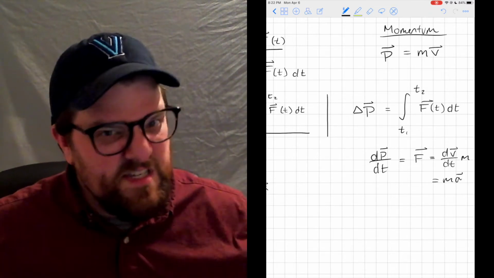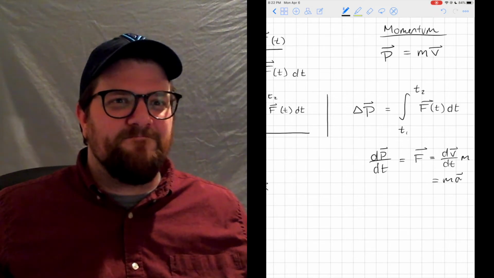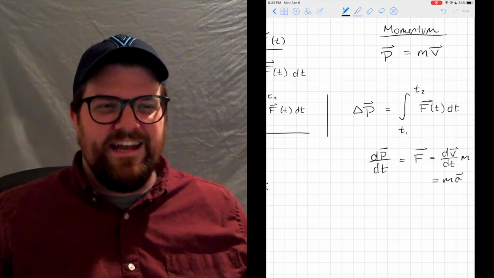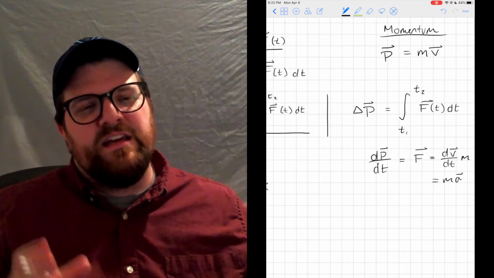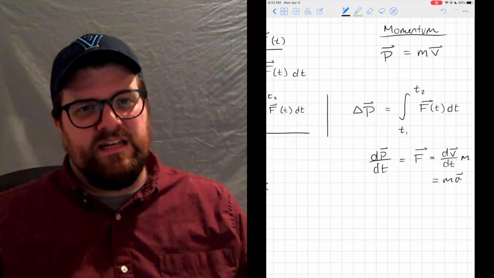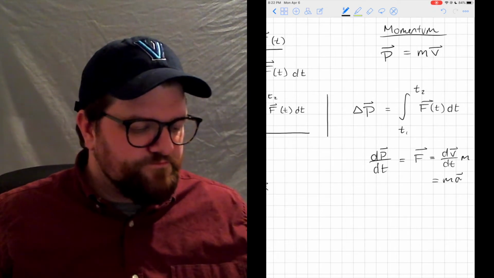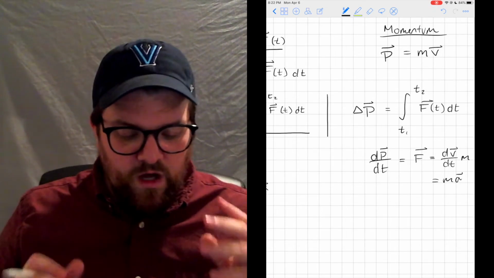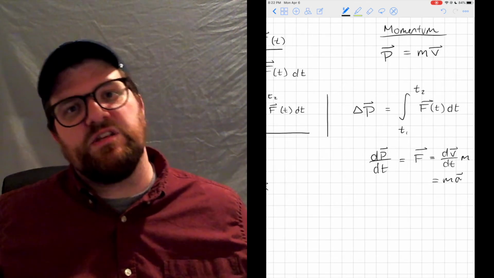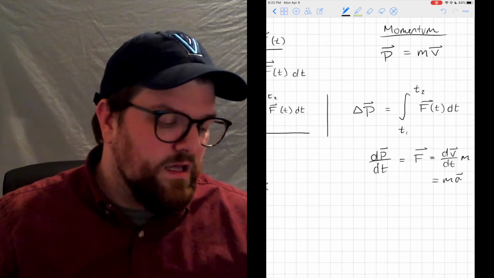So mass plays a really big factor into all of this. It's not just about the speed. In kinetic energy, it was a lot about the speed. The mass still was there, but we were squaring the speed. Here, mass and speed are really equal to one another. So a lot of times when we're thinking about momentum, it's not just how fast something's going, but how much weight, how much mass is behind that thing as well.